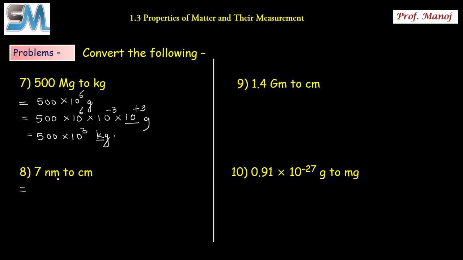Coming next, 7 nanometer to centimeter. First of all, nano is 10 raised to minus 9. So 10 raised to minus 9. Now we want to introduce centi. Centi is minus 2. Plus 2 is multiplied. So the answer becomes 10 raised to minus 7 centimeter.